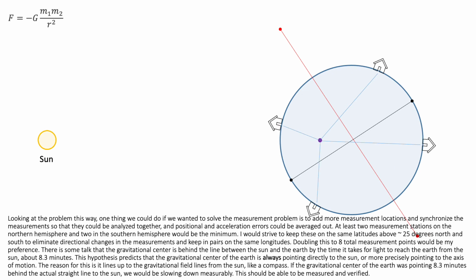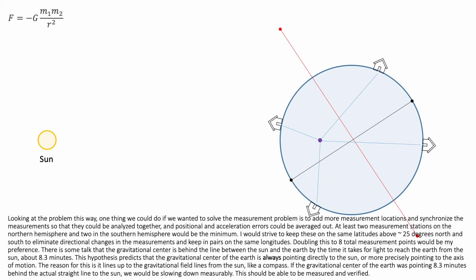Looking at the problem this way, one thing we could do if we wanted to solve the measurement problem is to add more measurement locations and synchronize the measurements so that they could be analyzed together, and positional and acceleration errors could be averaged out. At least 2 measurement stations in the northern hemisphere and 2 in the southern hemisphere would be the minimum.